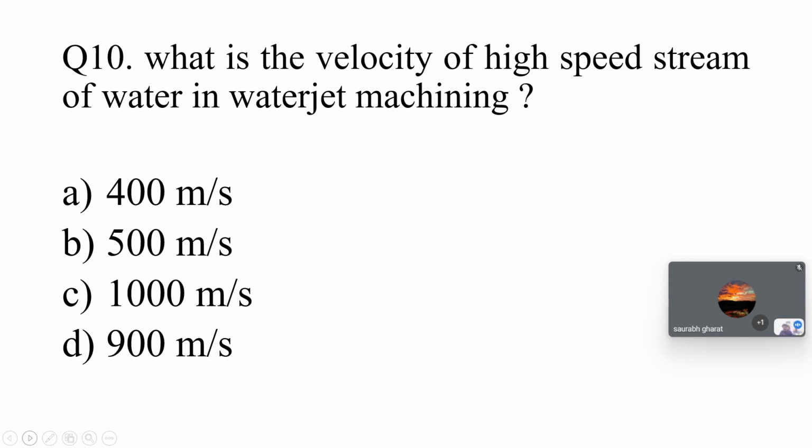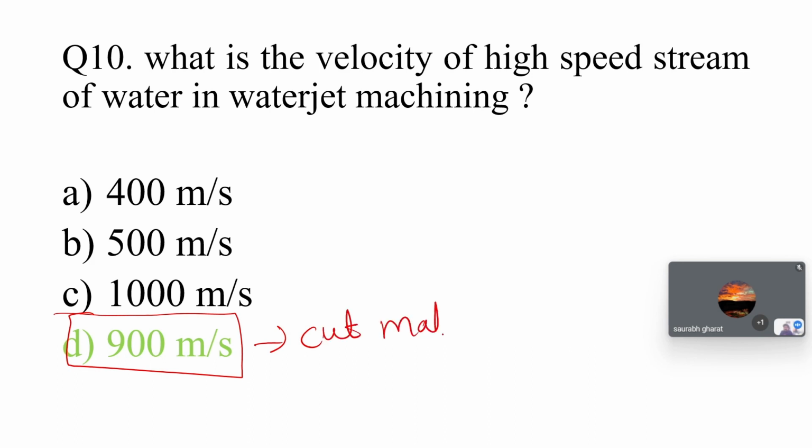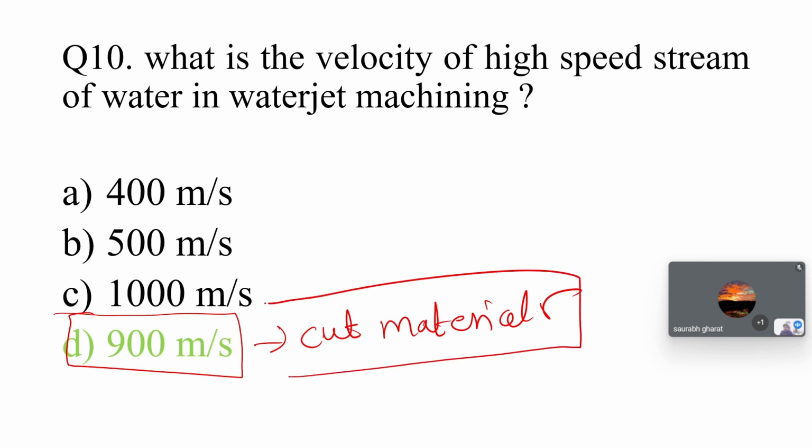Okay, so I think we got the answer from the slides. 400 is not the correct answer, not 500, not 1000. So 900 is the correct answer. From the slides, this much velocity is required for the water jet to cut the materials. That's the important part because you have to cut the material, and again, if you do otherwise, the cost goes over. So this is correct.